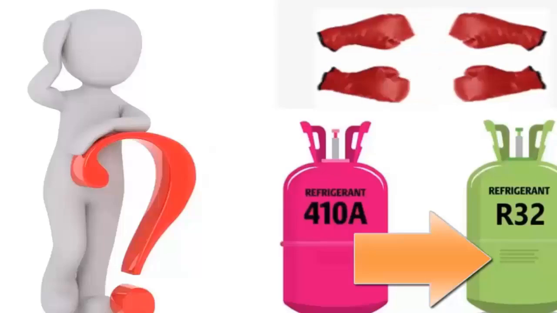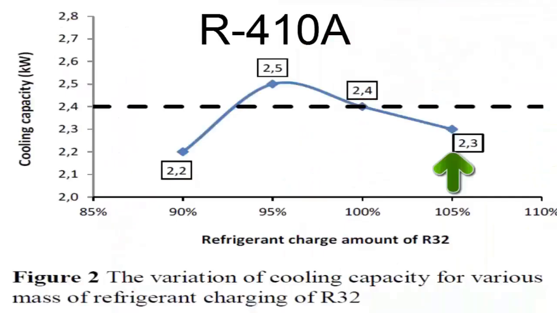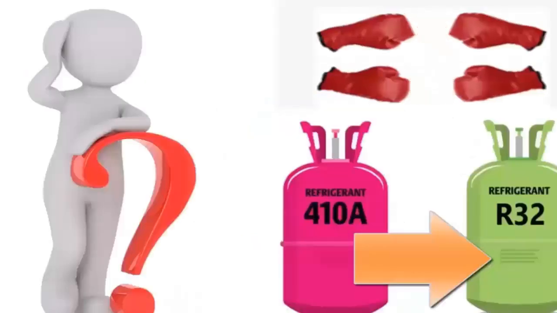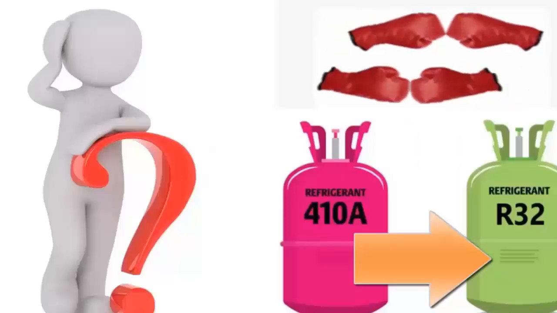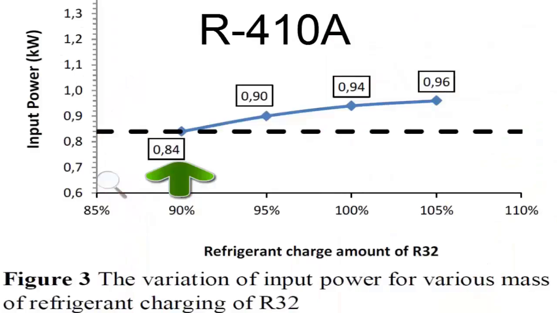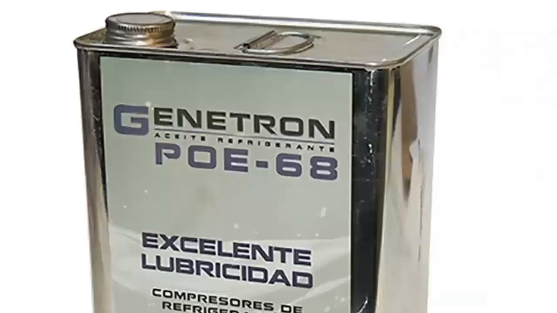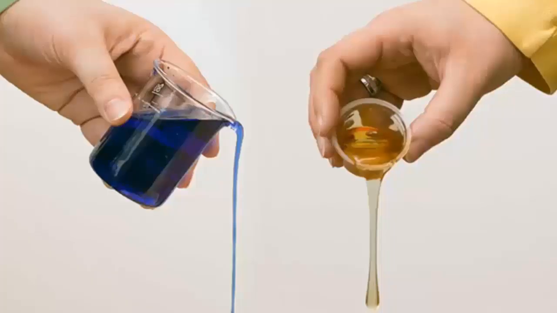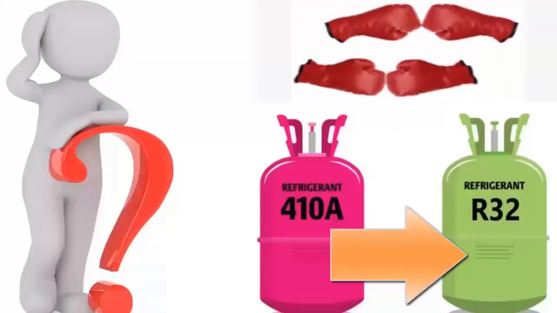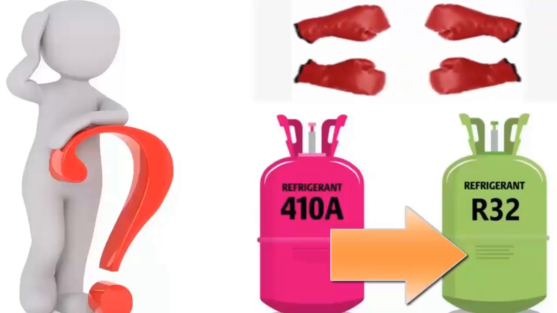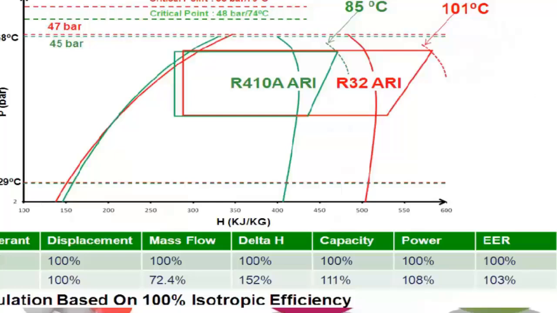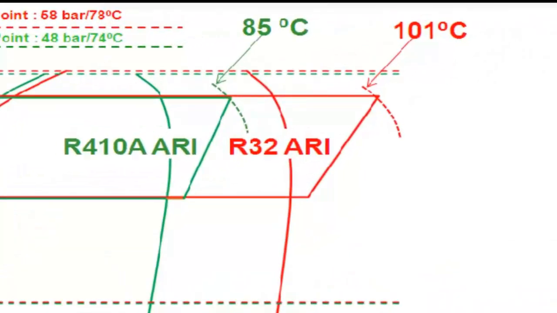C. R32 is more efficient than R410A, so the conversion may increase electricity consumption since the compressor will need to work harder to reach the same temperature. D. Both refrigerants use POE, polyester, oil, which allows the conversion without changing the compressor lubricant. E. The discharge temperature of R410A is lower than that of R32, so in this regard, the conversion does not present any issues.